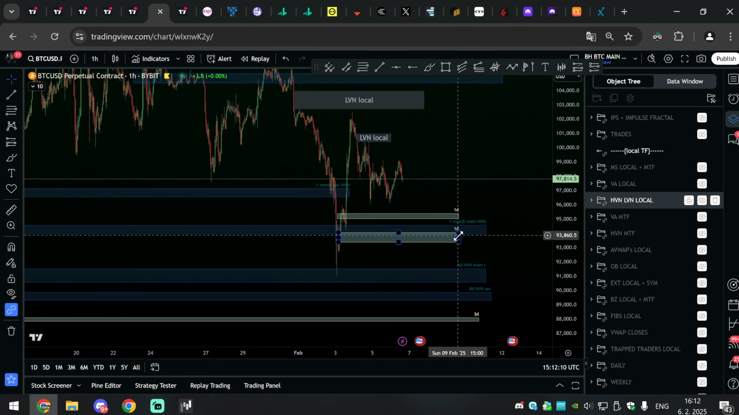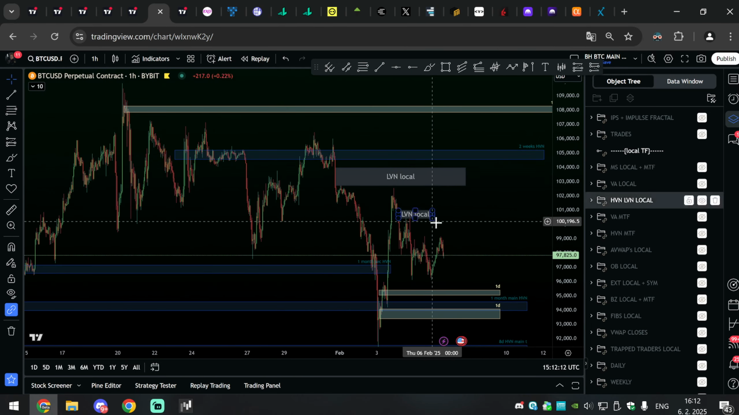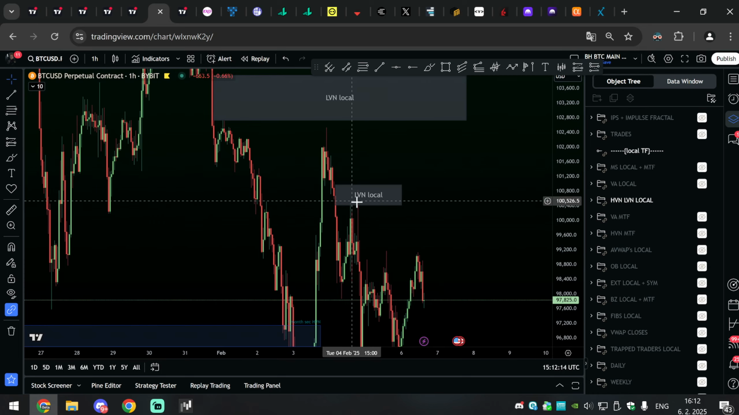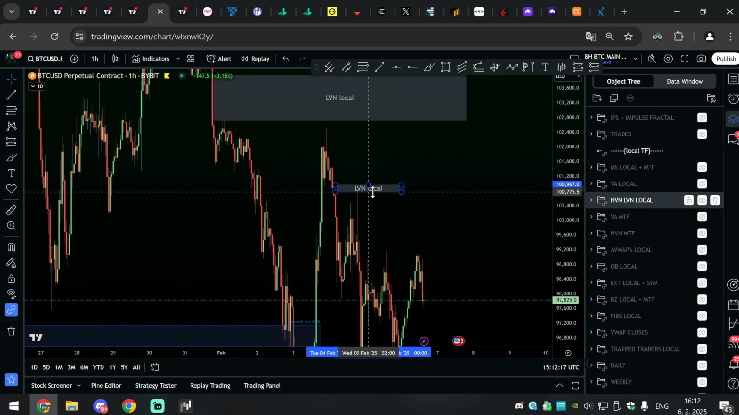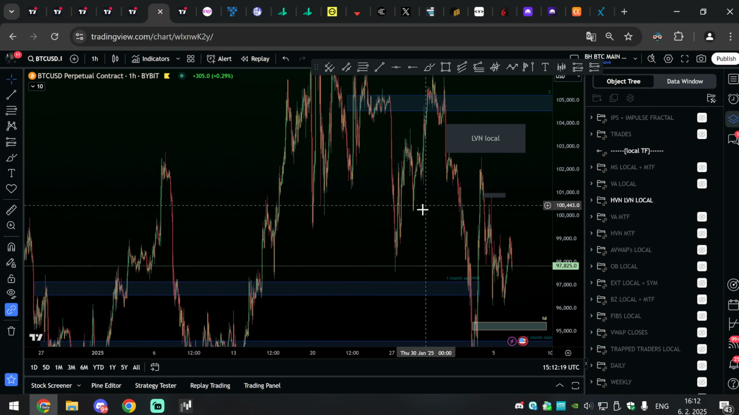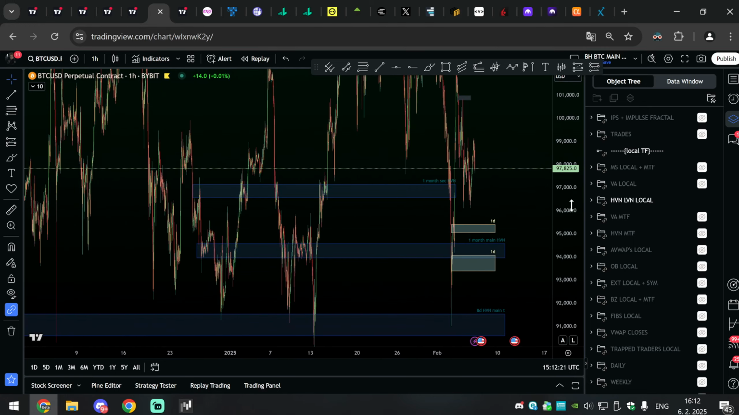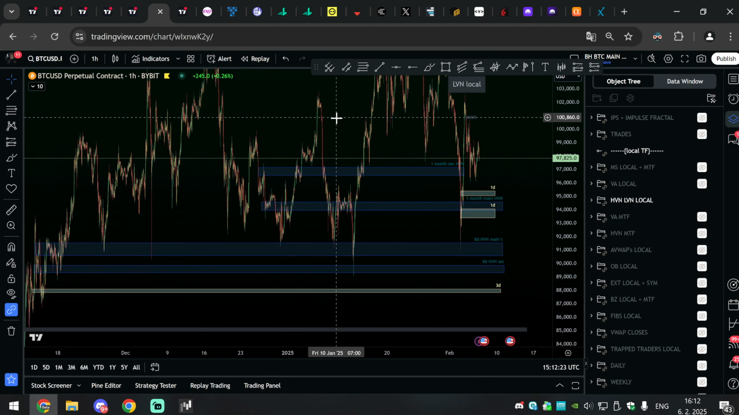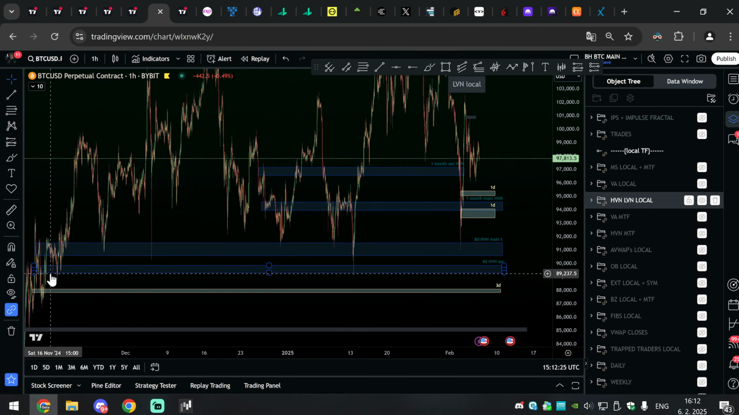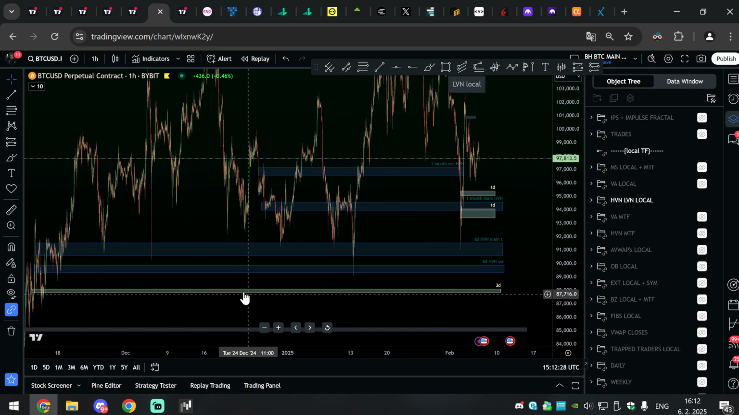Still have to naked the high volume nodes here with point of controls. Is this low volume node filled? Almost. You can just adjust like this. Then you have another big one. Just want to show you these high volume nodes also on the pullbacks. Look at that. So these two high volume nodes are still acting as a main support.